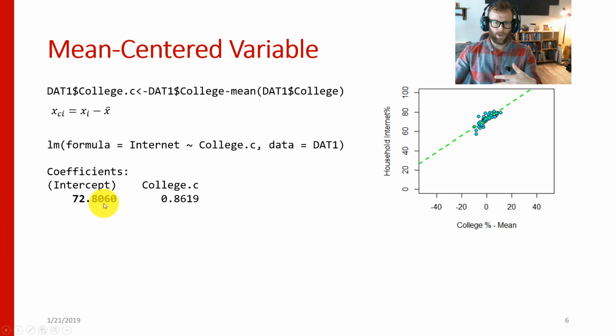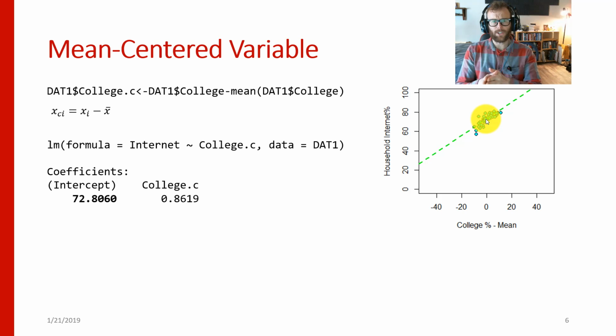So that 72.81 is the value for the average college graduation rate because we've mean centered this variable. Now 0 on the x-axis translates into the average college graduation rate. And for states with the average college graduation rate, their estimated percentage of households with internet access is about 73%.